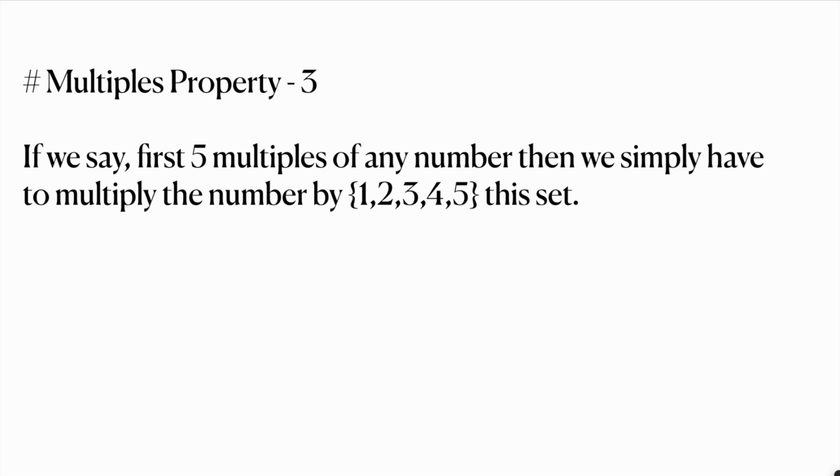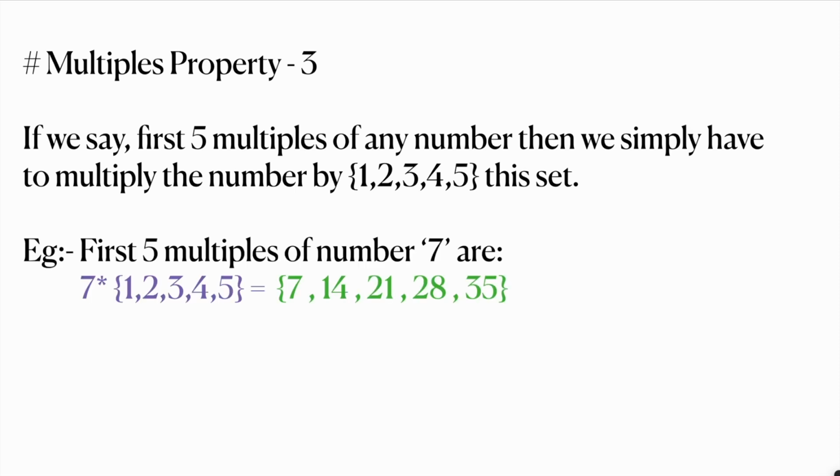Multiple Property 3. If we say first 5 multiples of any number, then we simply have to multiply the number by the set 1, 2, 3, 4, 5. How this can be done, let's see. For example, we are asked first 5 multiples of 7. So what we'll do is 7 times 1, 2, 3, 4, 5, which comes out to be 7, 14, 21, 28, 35. Hence, the first 5 multiples of 7 are 7, 14, 21, 28, 35.